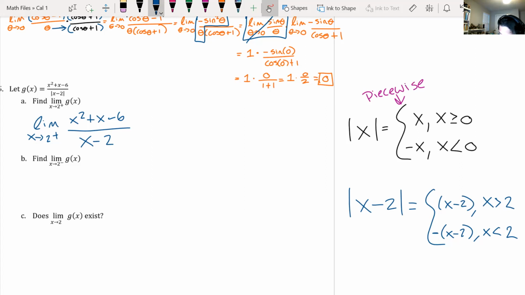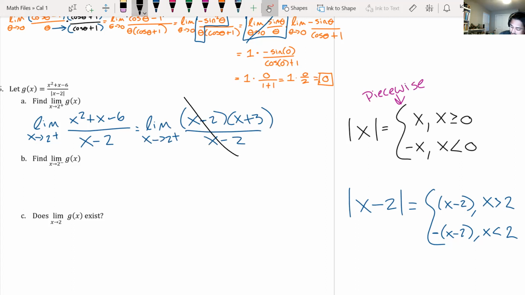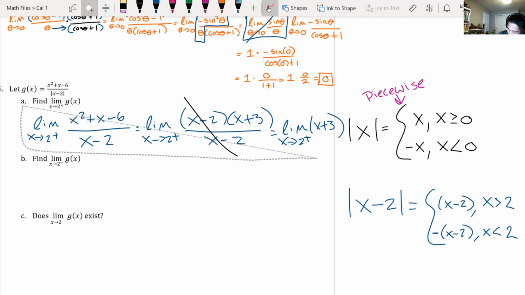And what can you do to the numerator? Factor it. What does the numerator factor to? X minus 2, x plus 3. X minus 2, x plus 3 over x minus 2. And what happens to your x minus 2s? Cancel. And we are left with the limit as x approaches 2 from the right of x plus 3. And what is my limit going to be? 5. Good.